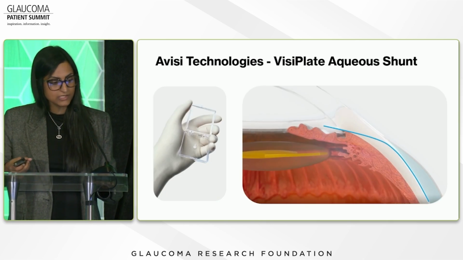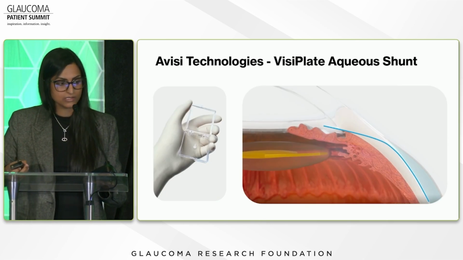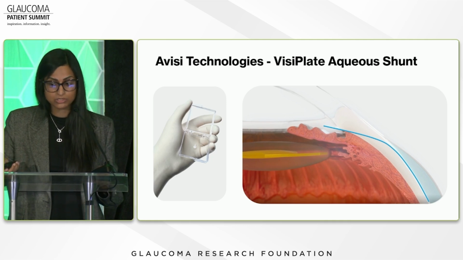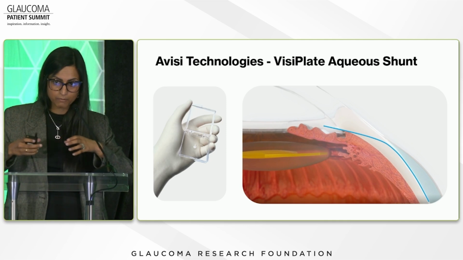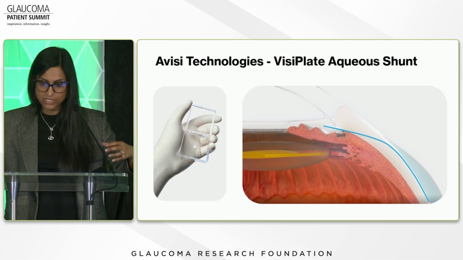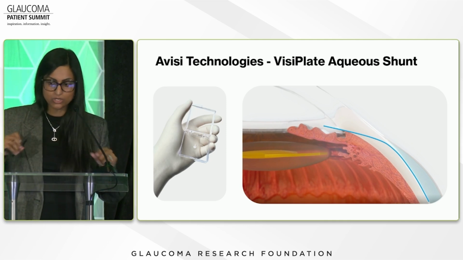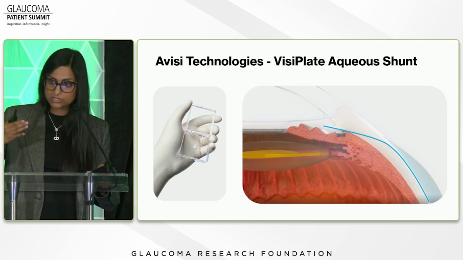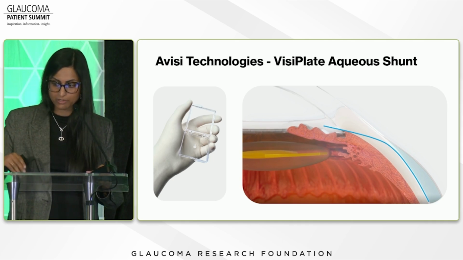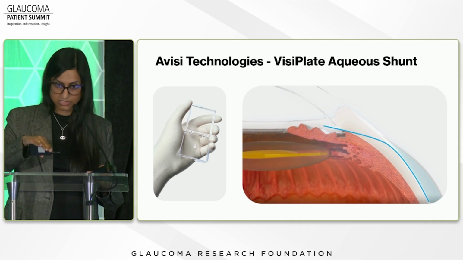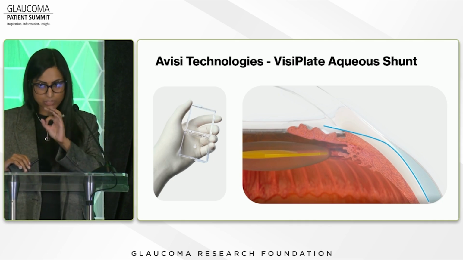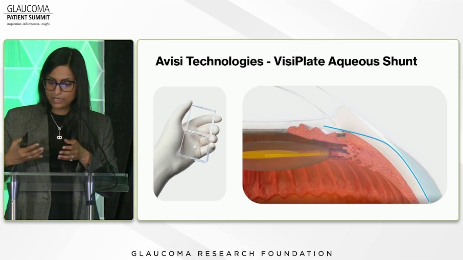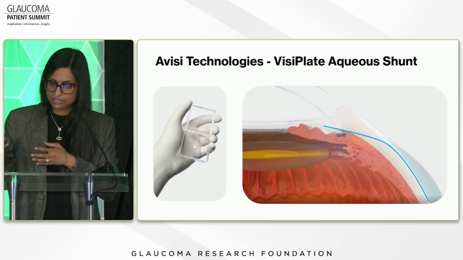Another example by VC Technologies is called the Visiplate Aqueous Shunt. So this is similar to a tube in that part of the body goes inside of the eye and part of it goes outside, but it's not a tube shunt because there's no actual tube. It does go underneath the conjunctiva, so the top layers of the eye. Part of the body goes into the eye, like I mentioned, part of it is outside, and the part that's in the eye has multiple tiny little microchannels that help the fluid to go from inside of the eye to the outside of the eye.